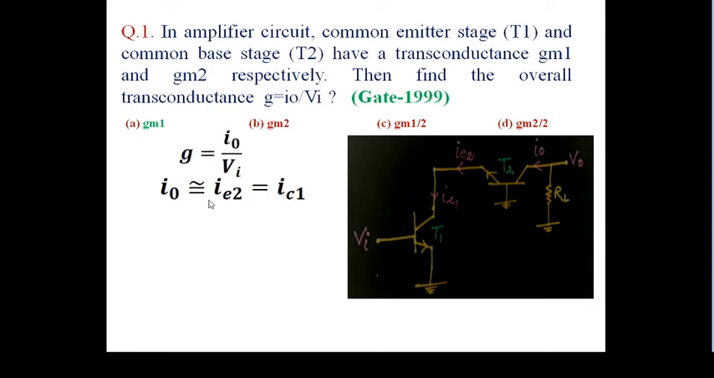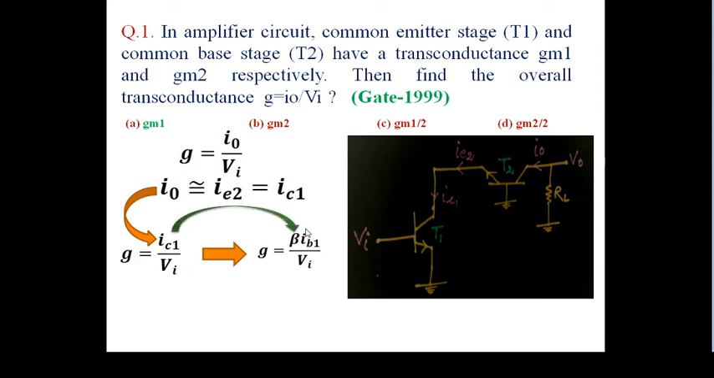Now for the overall transconductance I naught by Vi, we can write I naught as simply IC1. So G equals IC1 by Vi, from the equation I naught equals IC1. Once again, we know the fundamental formula IC1 equals beta times IB1. So we can write G equals beta IB1 by Vi.